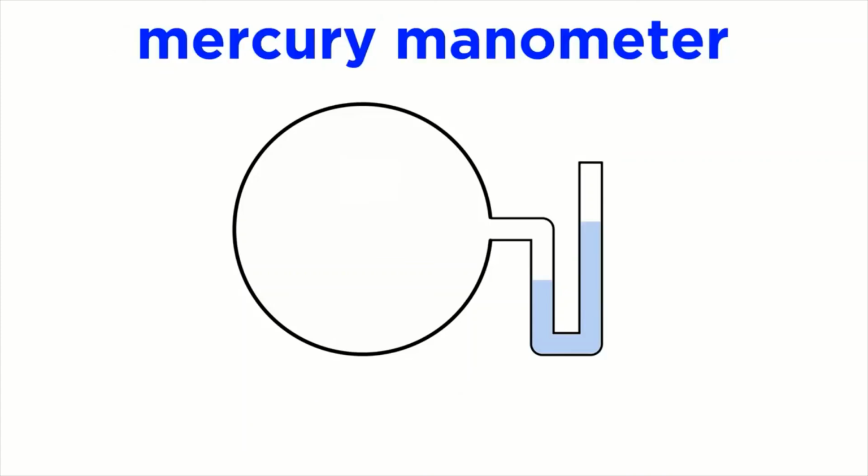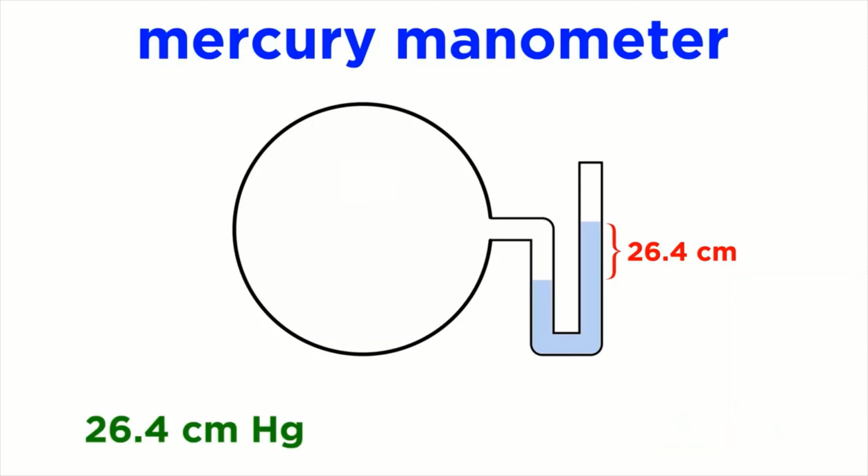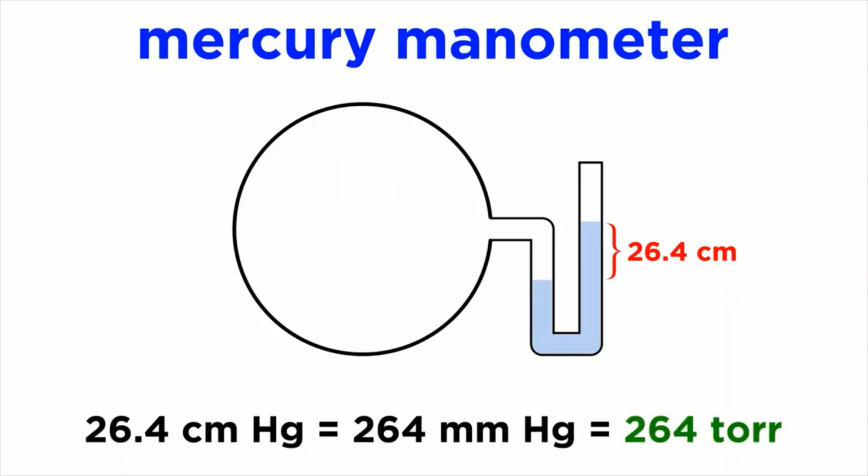Let's say we are looking at a closed-end manometer filled with mercury, and we measure the difference in height as being 26.4 centimeters. We can use this value to express the pressure of the gas that is pushing down on the mercury in a few different units. If we want to use torr, we can just take our value in centimeters of mercury and convert into millimeters of mercury, which we will treat as being equivalent to torr.